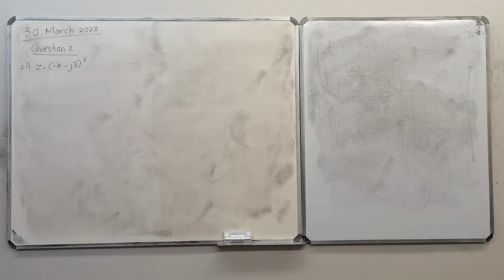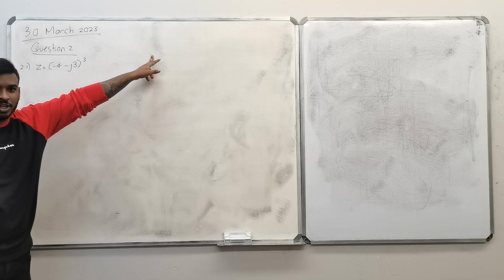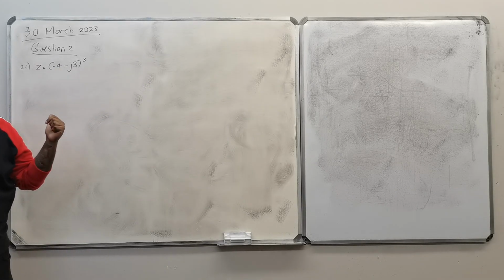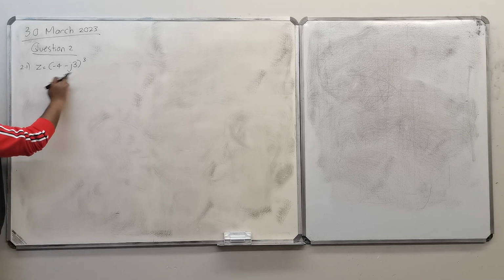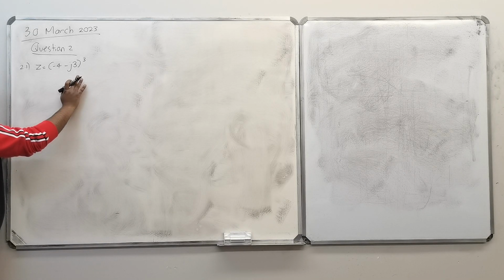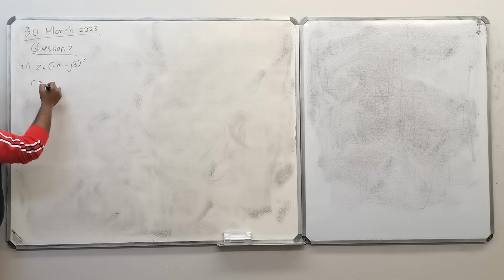So instead of you doing minus 4 minus j3 times minus 4 minus j3 times minus 4 minus j3, convert it to polar form, right? So you're going to convert this inside portion to polar form. Okay? So you're going to say your r value will be equal to what? How do you get your r?